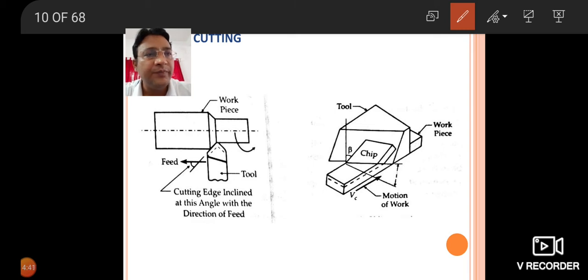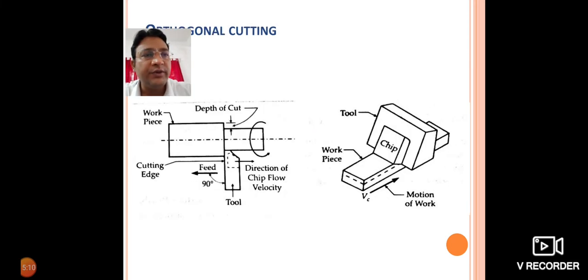The same thing you can see here. This is your tool. Now here you can see this is not exactly perpendicular. There is a certain angle between them. This is the motion of the work, which you can consider. Now this is where the feed is being provided. So the direction of feed and the cutting edge, here you can see this is not exactly perpendicular. So you can understand it from this figure.